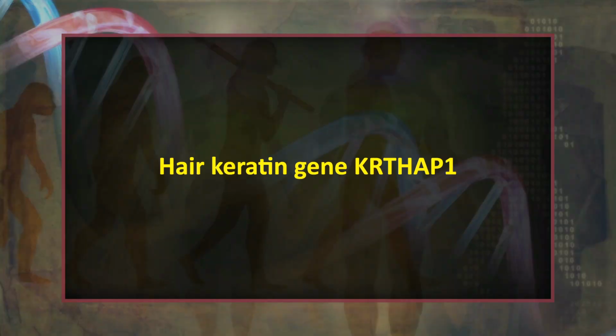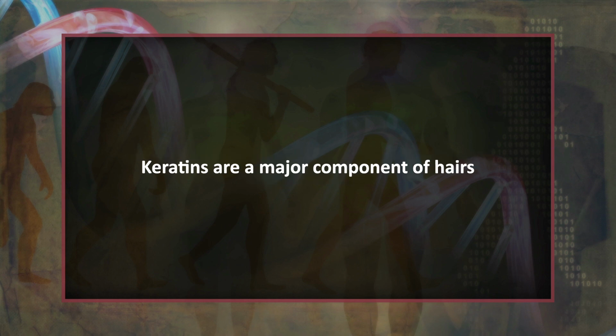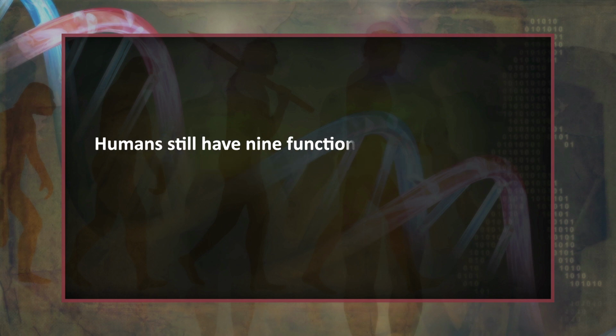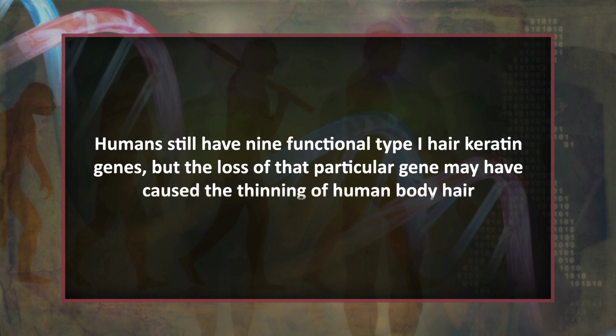Dear students, let's now talk about the hair keratin gene KRTHAP1. A gene for type 1 hair keratin was lost in the human lineage. Keratins are a major component of hairs. Humans still have 9 functional type 1 hair keratin genes, but the loss of that particular gene may have caused the thinning of human body hair.